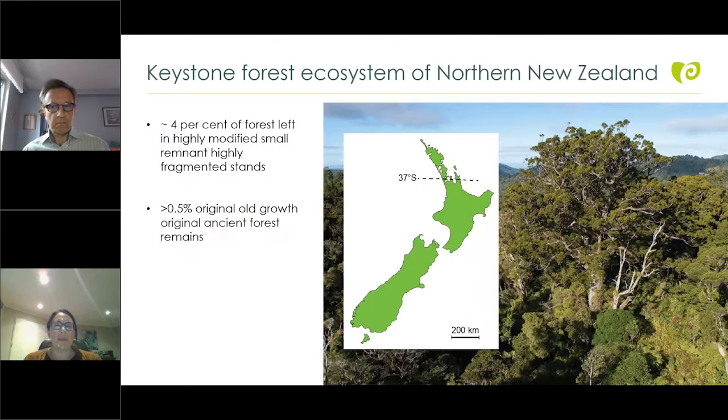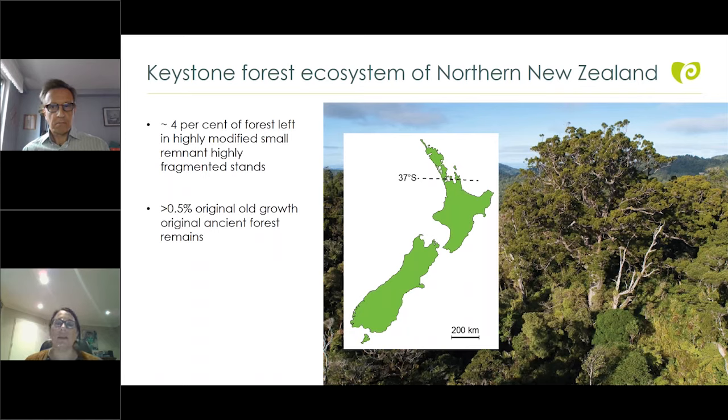The kauri forest that I'm talking about is one of our keystone forests in the top of New Zealand, and it naturally occurs at 37 degrees latitude south. It used to cover about 1 million hectares, and it's reduced to less than 0.4% of the original forest. It's found now in highly modified small remnant stands, and a lot of them are regenerating, but less than 1% of the original growth of these ancient systems remains.